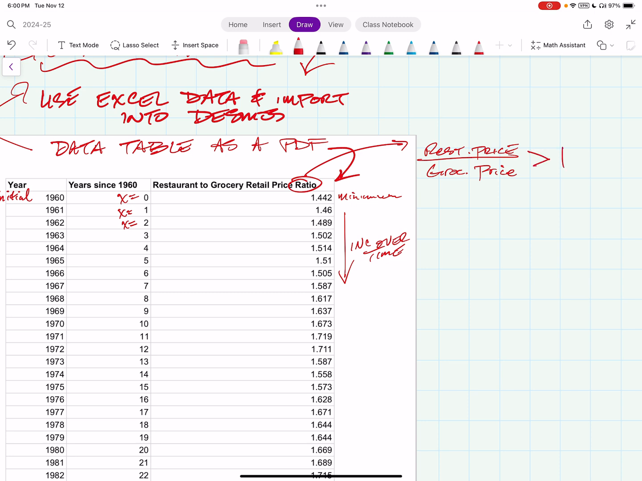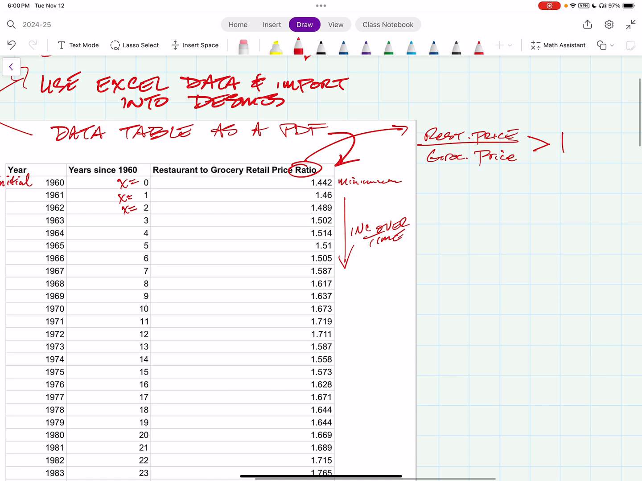Which means, tell the person next to you what it means, actually. All right, let's do an interactive video here. Tell the person next to you, if the restaurant to grocery store price ratio is greater than 1, because it starts at 1.42, which is obviously greater than 1, what does that really mean? What does that imply about the restaurant price compared to the grocery store price? Tell each other what that means.